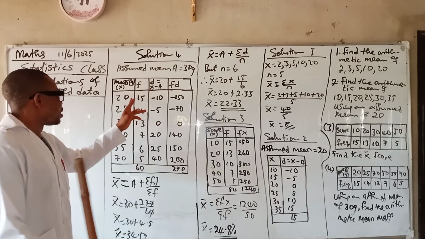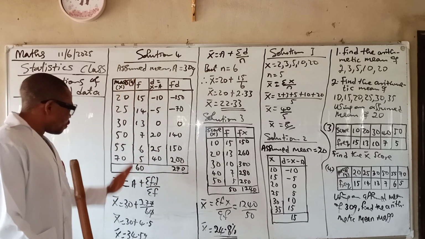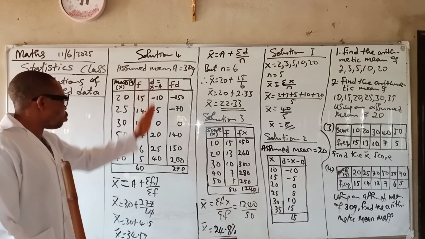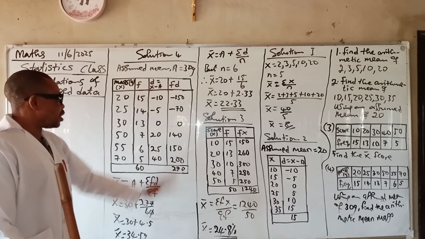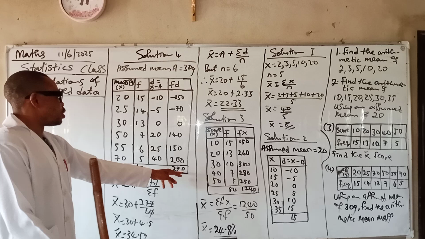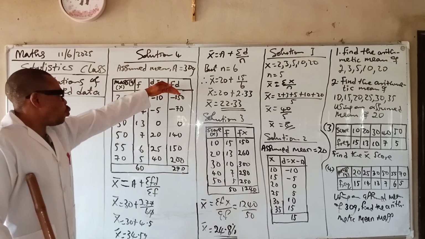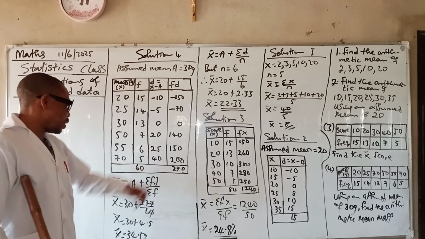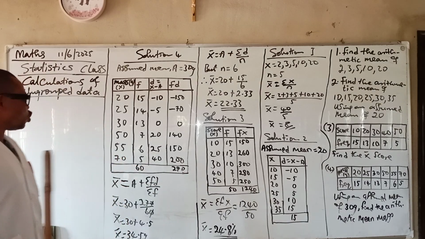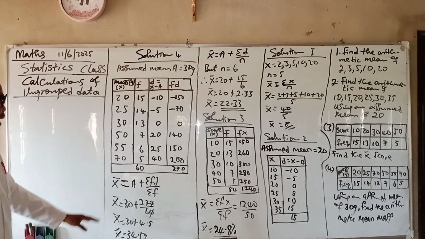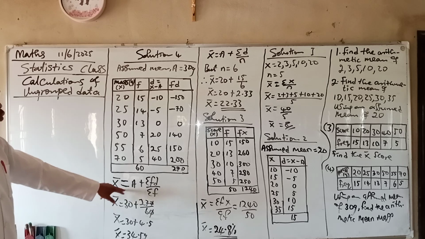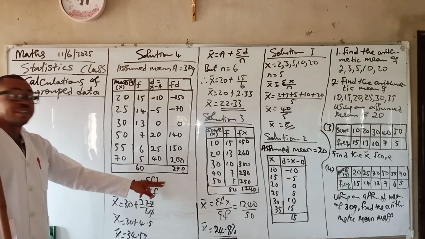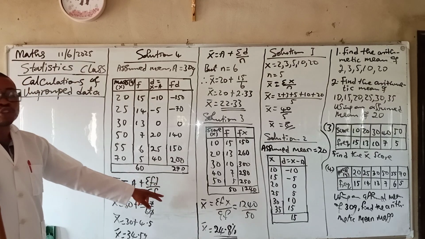Now to get FD, we say the column of F all times the column of D. That is how we got this. Now to get this summation FD, we add up the whole thing here, and that is how we got 270. Now the formula to use, we are going to use the formula X bar equals A plus summation FD all over summation F.